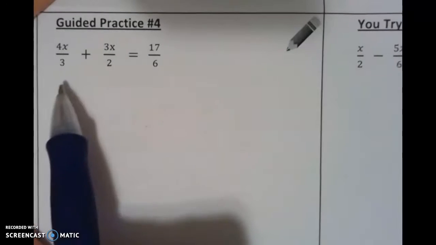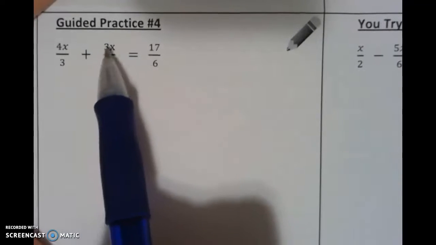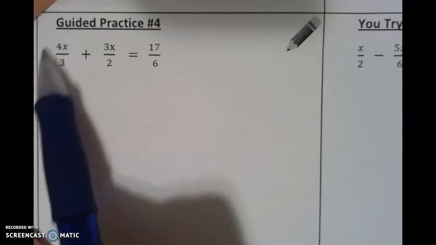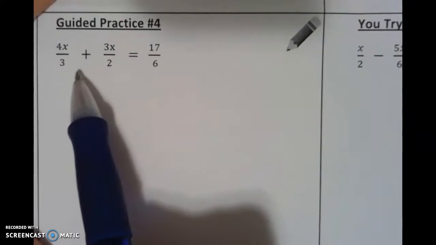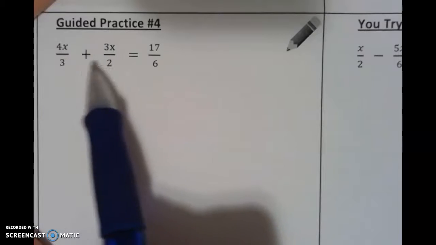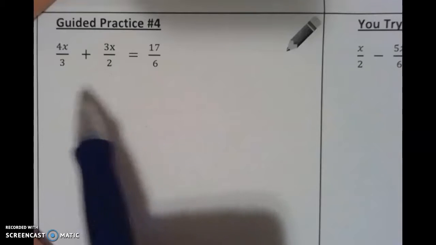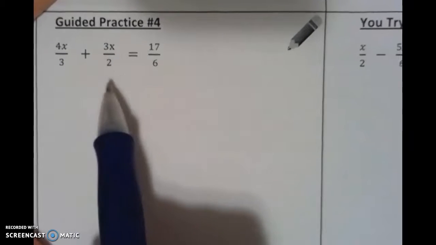Okay, let's try another problem. In this case, look what's happening. We have 4x divided by 3 plus 3x divided by 2 is equal to 17 over 6. We have x terms on both of these two terms, right? If we were just trying to add these, yes, we could do addition of fractions, but it gets a little bit more complicated. But we could multiply by LCD to make it simpler.